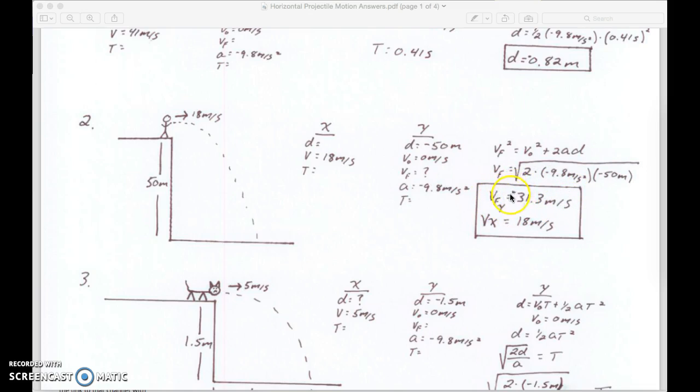Your calculator is going to give you the positive, but remember, it could be positive or negative, and negative is the one that makes sense since it's going to be moving downward. And the velocity in the x remains unchanged the whole time, 18 meters per second.